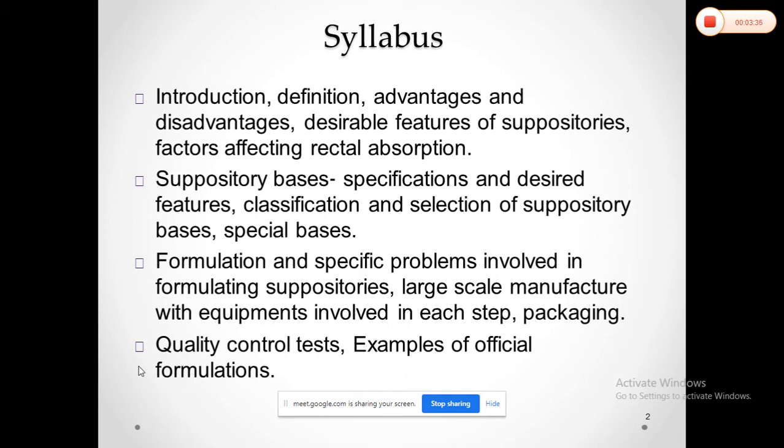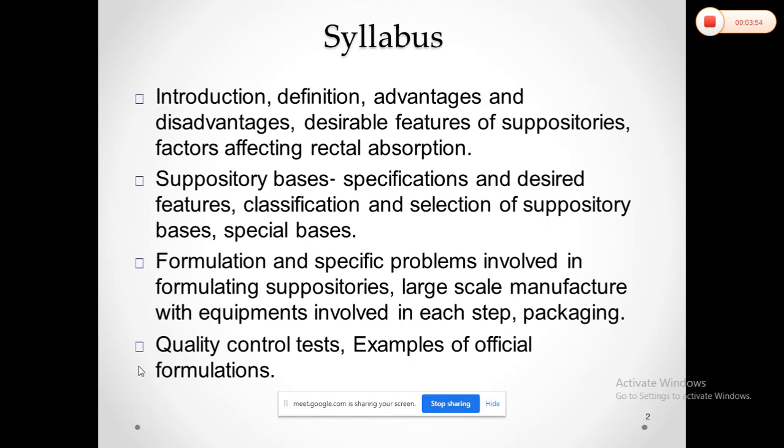In first or second year, you just know what exactly a suppository means, so the definitions will be there. But here we cover all the aspects of suppositories, starting from their definitions till the quality control tests.